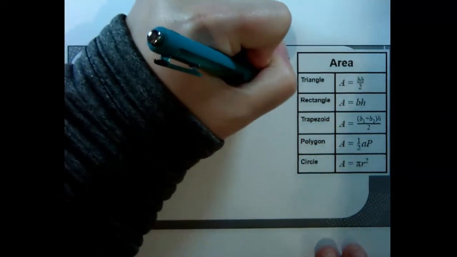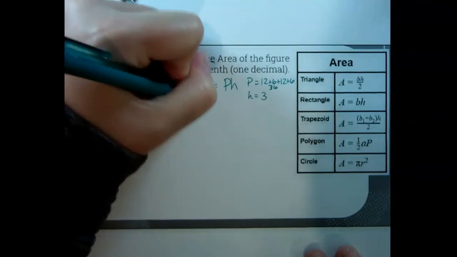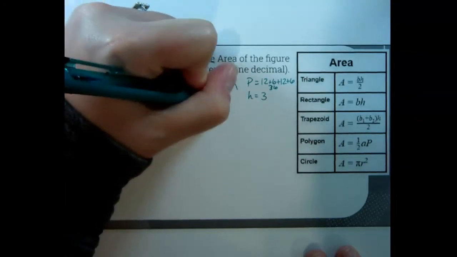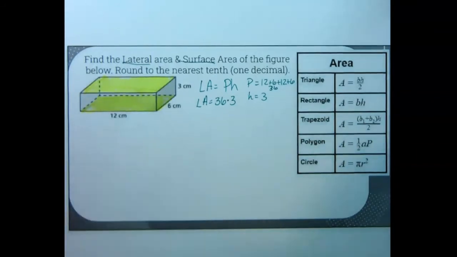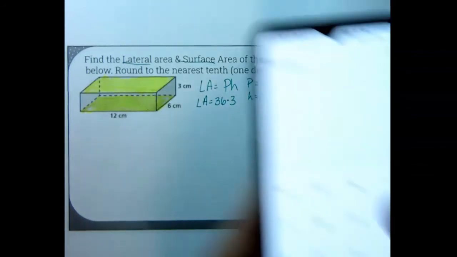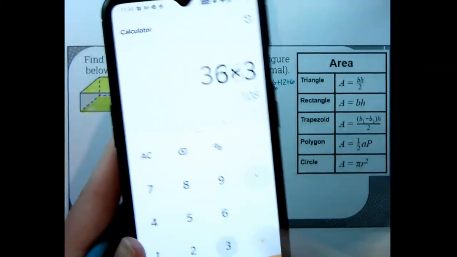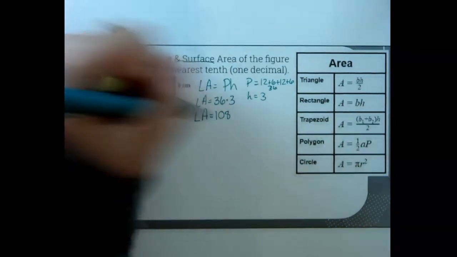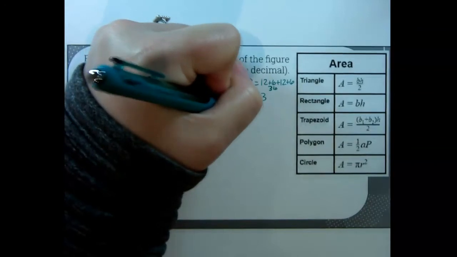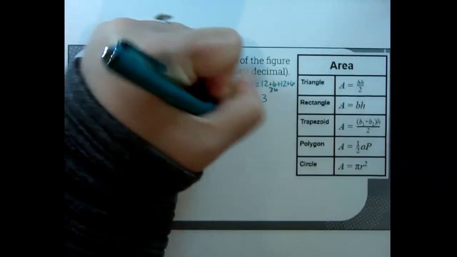So 36. So our lateral area would be 36 times 3. And that would give us the area of everything but the 2 shapes that I shaded in. So let me do this. 36 times 3, 108. Now we have our lateral area, and that's going to be centimeters squared. I'm going to go ahead and circle that.